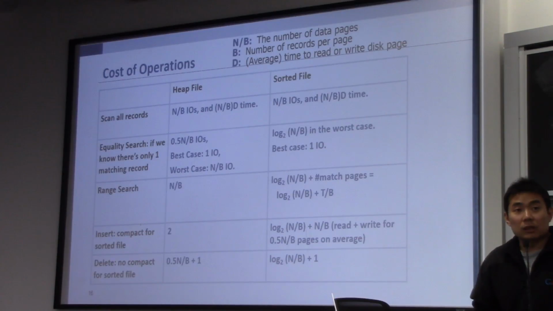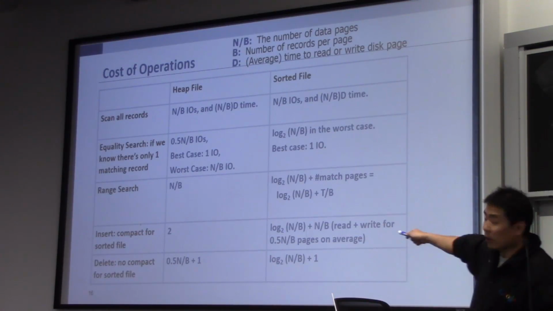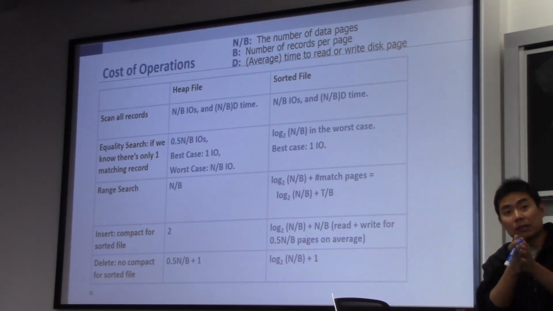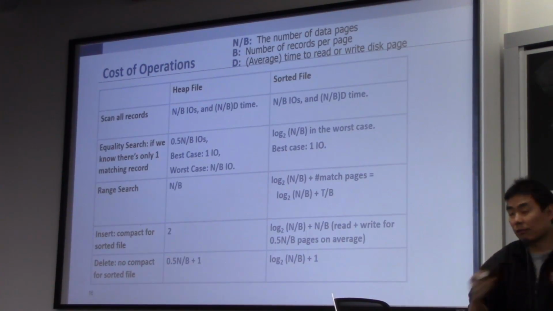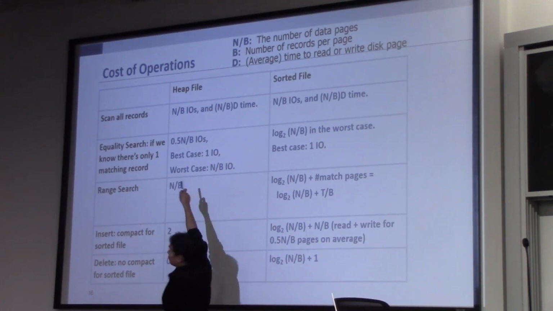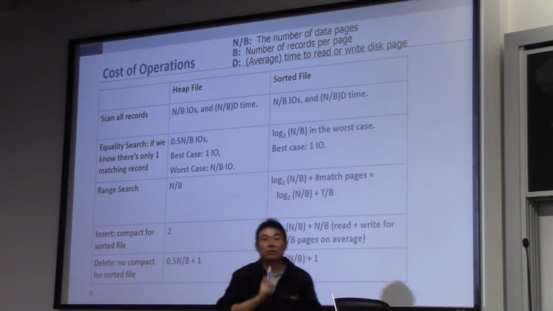Similarly for deletion. Deletion is the same thing. The only thing is for heap file, deletion becomes expensive. Why? Because in order to delete the record, you need to find the page holding the record first. Meaning you need to pay the cost of searching, then plus write it back.